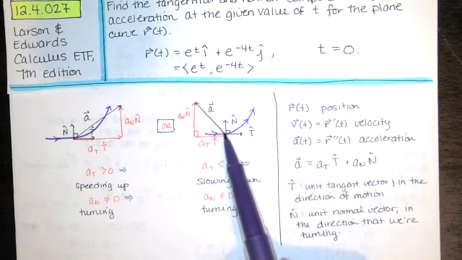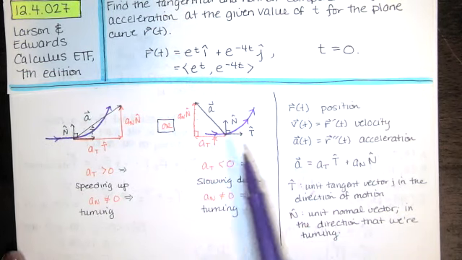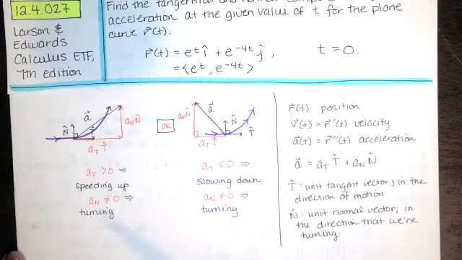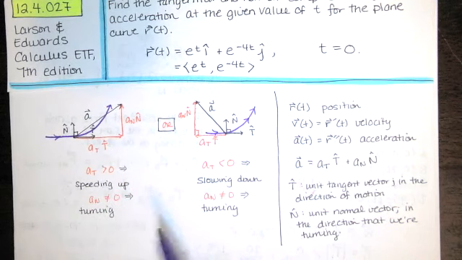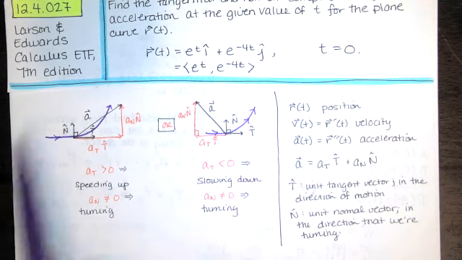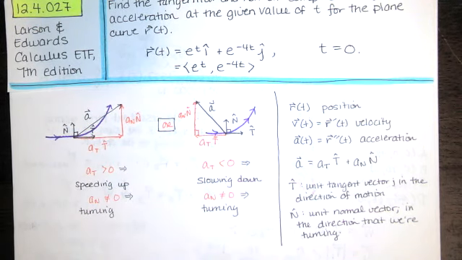This is the direction that we're going. That is the direction that we're turning. And we've got one of these two possible cases. Of course, not thinking about the special cases when a sub t equals 0 or a sub n equals 0. But this helps us sort of interpret what these values mean.